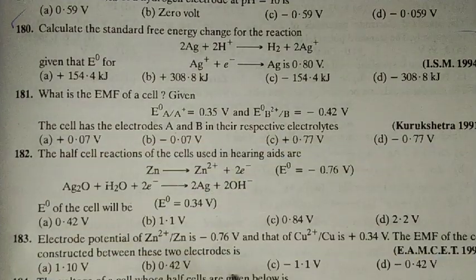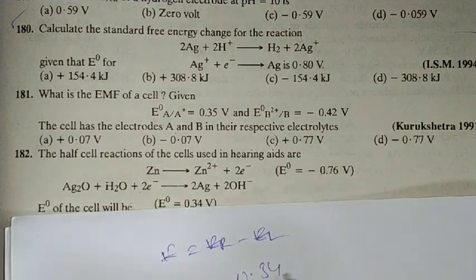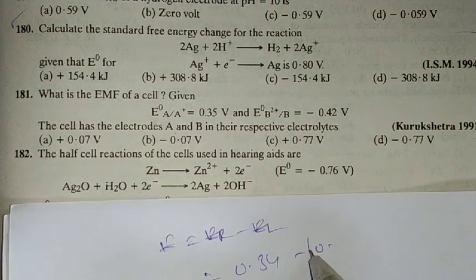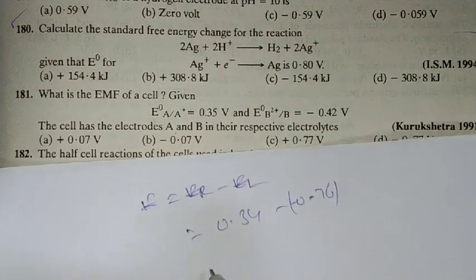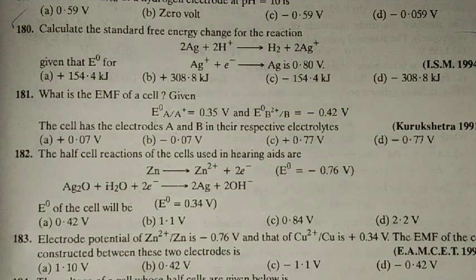Is it okay? Here right is nothing but copper, left is nothing but zinc. The reason is the highest reduction potential is shown by zinc. So that is why 0.34 minus of minus 0.76. If you simplify, you get 1.1 volt again. Is it clear? Same answer. The cell is different, but the answer is the same.